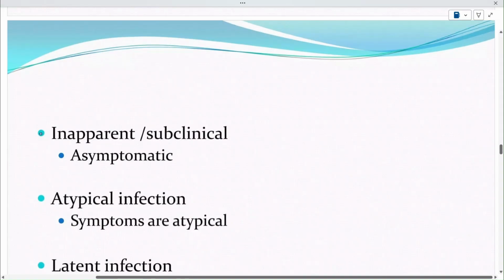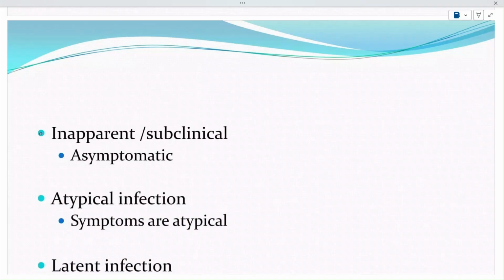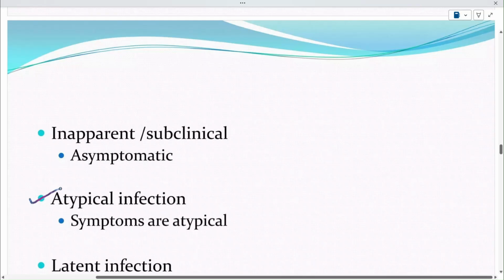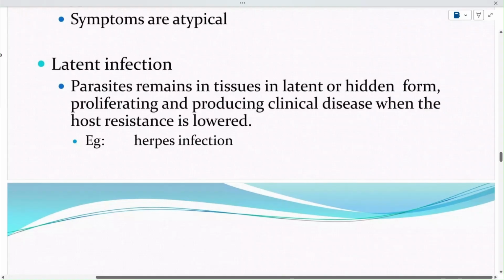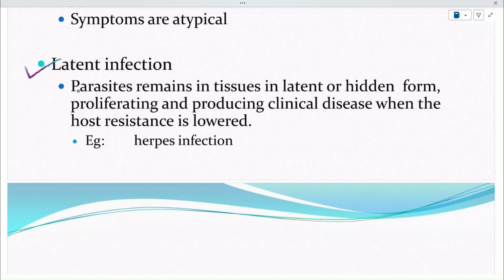So next we can see subclinical. It is a type of asymptomatic infection, so in this you cannot identify any symptoms. Next we can see atypical infection. Symptoms are atypical. Next we have latent infection. Latent infection is nothing but parasites that remain in tissue in a latent or hidden form, proliferating and producing a clinical disease when host resistance is lowered. Example, herpes infection.